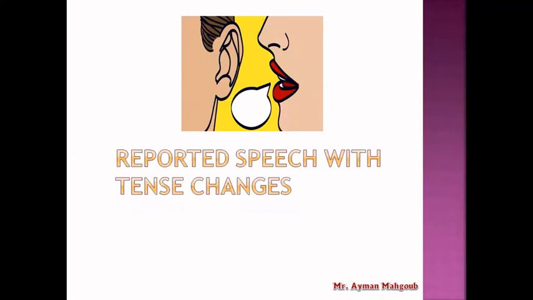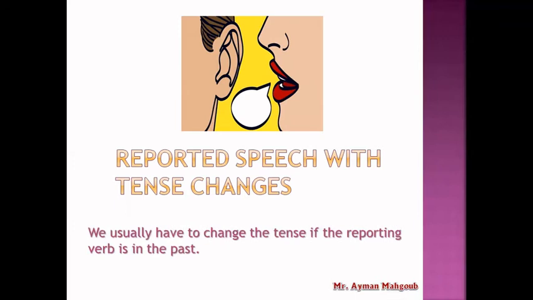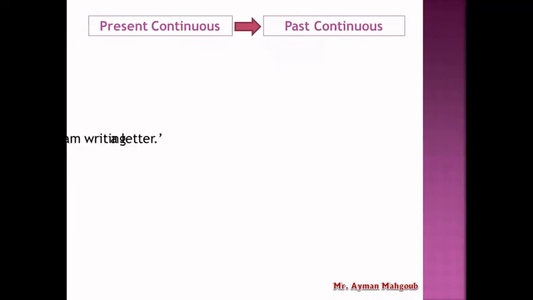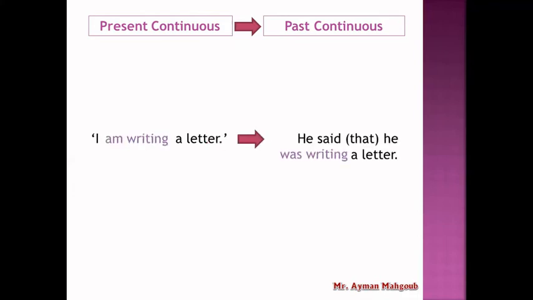Now, the reported speech with tense changes. We usually have to change the tense if the reporting verb is in the past. The reporting verb, as we said, is say or tell and so on. The present simple becomes past simple. So "I'm hungry" becomes he said that he was hungry, and am becomes was. "I am writing a letter." This is present continuous. It becomes he said that he was writing a letter. So am writing becomes was writing or were writing.